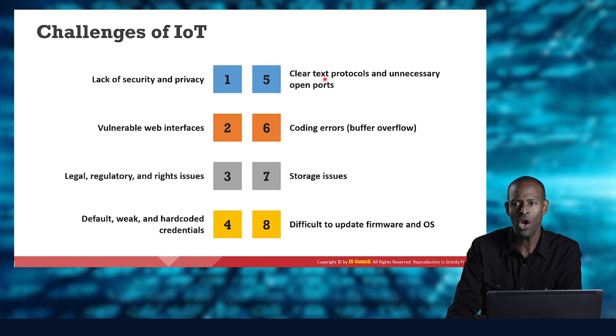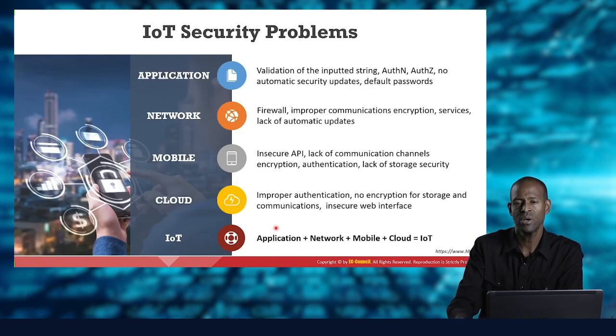There might be coding errors, like I was mentioning, buffer overflow or a problem with the firmware. There could be coding errors with the actual software leading to a buffer overflow or storage issues. Or it could be difficult to update, or maybe even impossible to update the firmware, to update the operating system. So these are some of the IoT security problems.